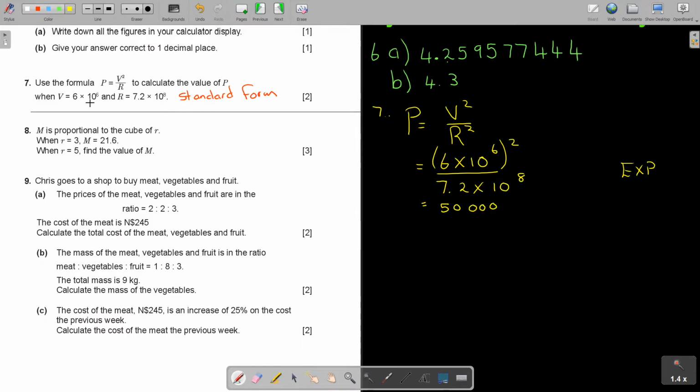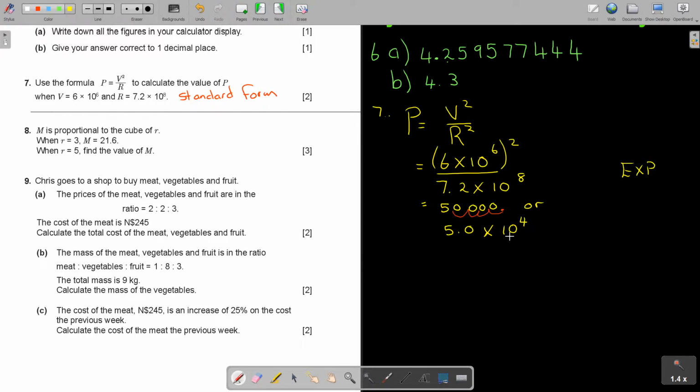But because it was originally in standard form, maybe I can revise it quickly with you. If there's no comma, remember the comma is standing at the back. So now I just move 1, 2, 3, 4, until there's one digit in front. So it can be 5.0 multiplied by 10 to the power of that movement, 4. And that can also be your final answer.